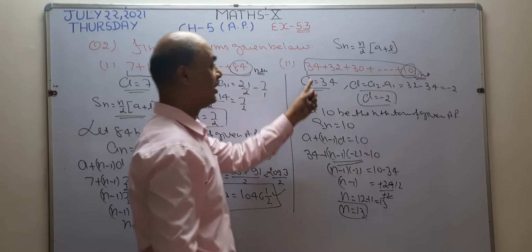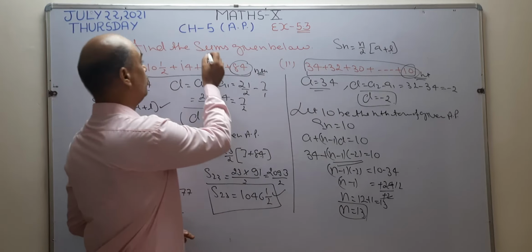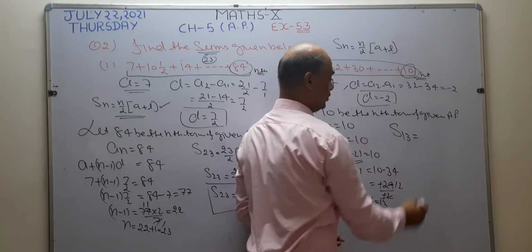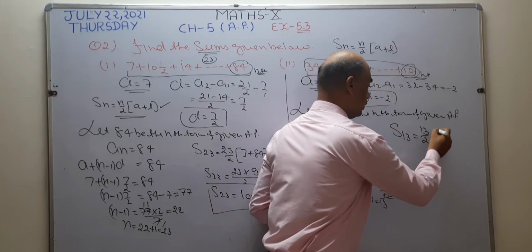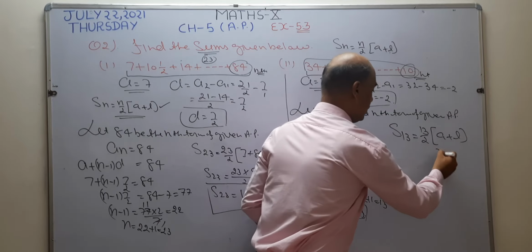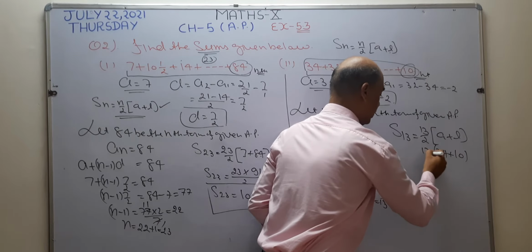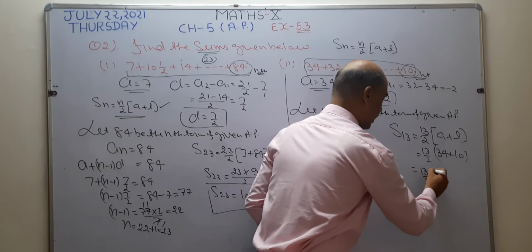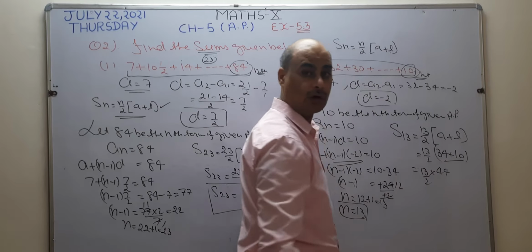Now in this question we are going to find the sum, so I am going to find the sum of the first 13 terms. To find the sum of 13 terms, the formula is 13 by 2 times (a plus l). A means the first term. The first term is 34, the last term is 10. And here 13 by 2. So 13 by 2 into this becomes 44, because 34 plus 10 becomes 44.